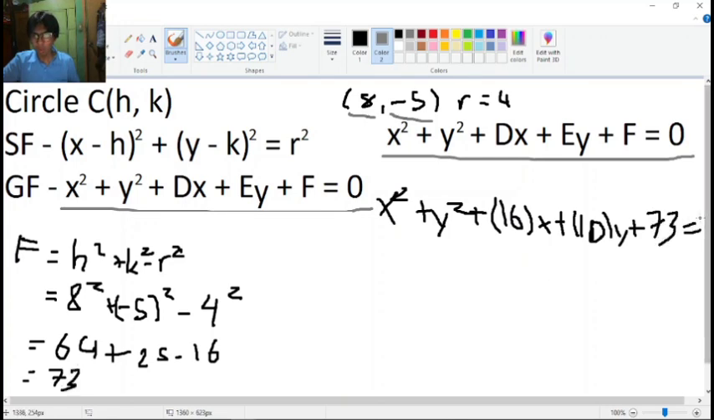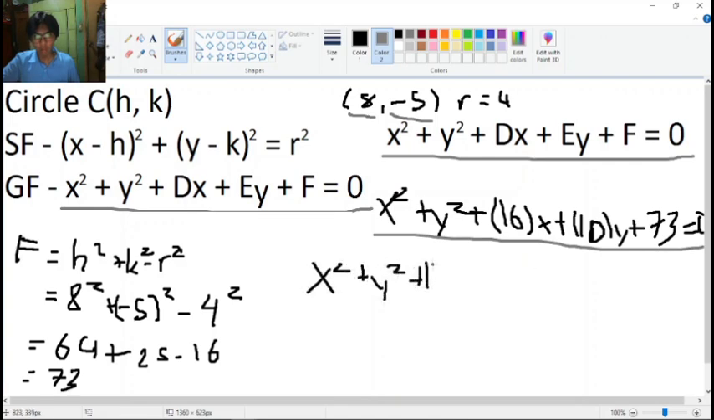Now let's combine everything we got. We're left with x squared plus y squared minus 16x plus 10y plus 73 is equal to 0. That is our general form.